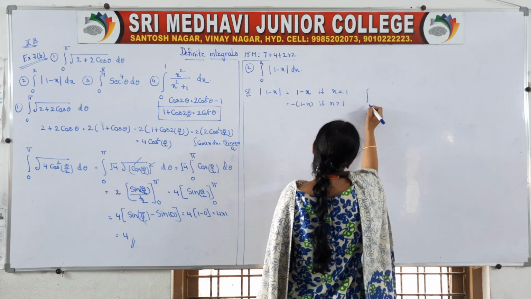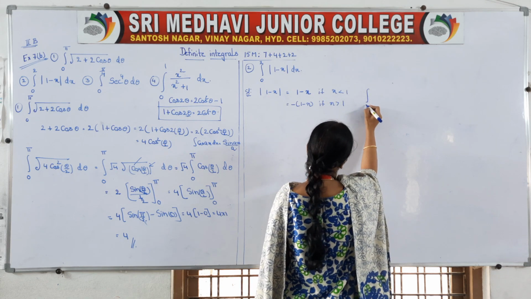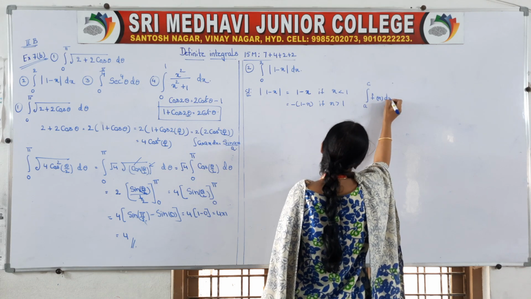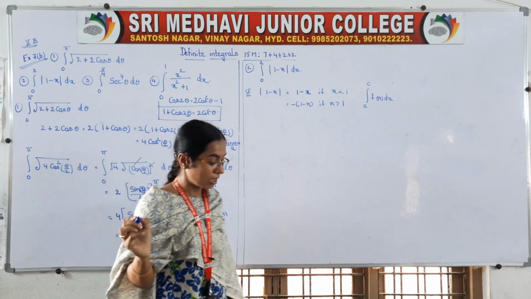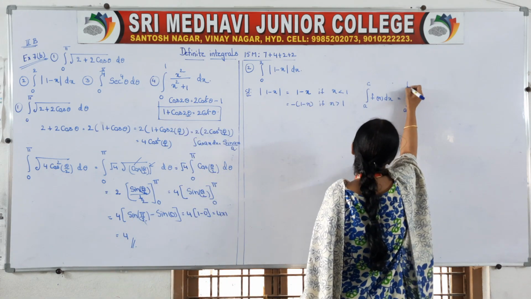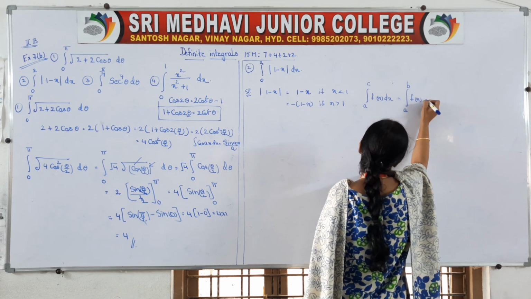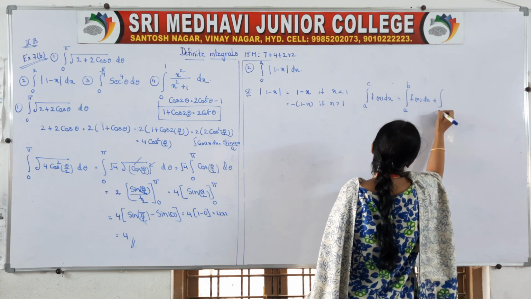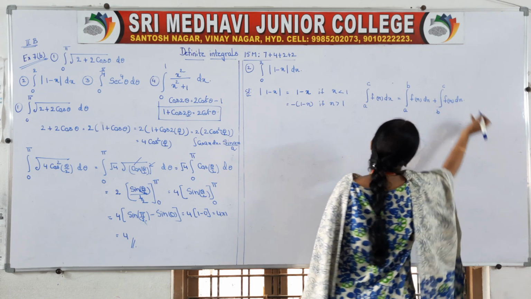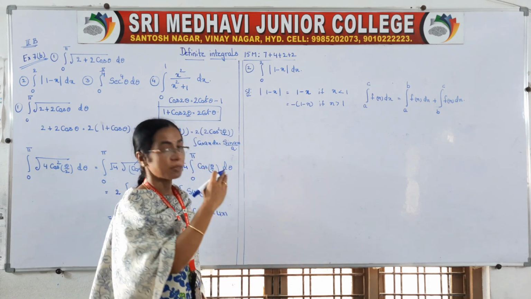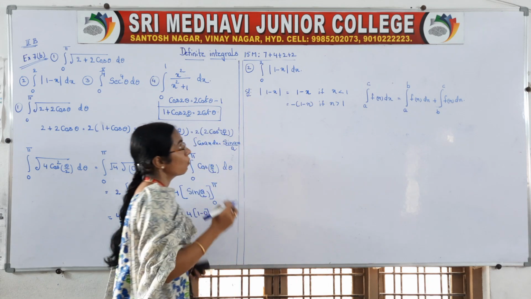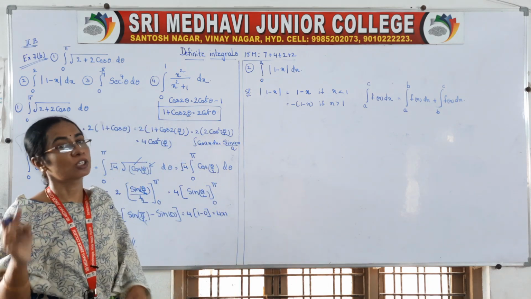What is that? Suppose we are having the integral a to c f of x dx, right? In between a and c, suppose b is there, then we can take this as integral a to b f of x dx plus integral b to c f of x dx, isn't it? Where b lies in between a and c. So same thing here, 0 to 2 is there, 1 lies in between 0 and 2.